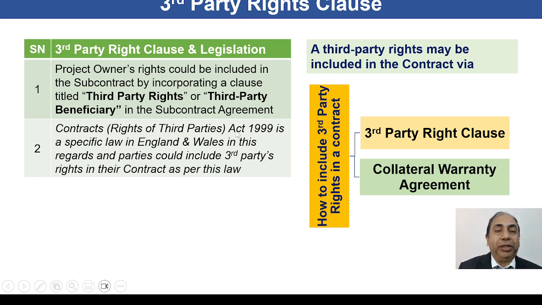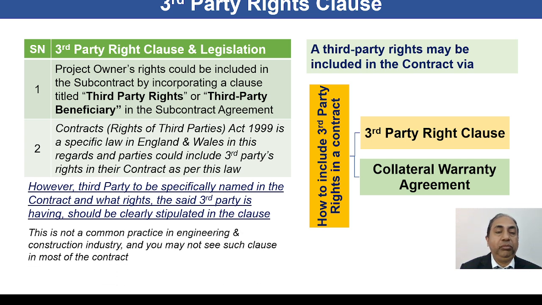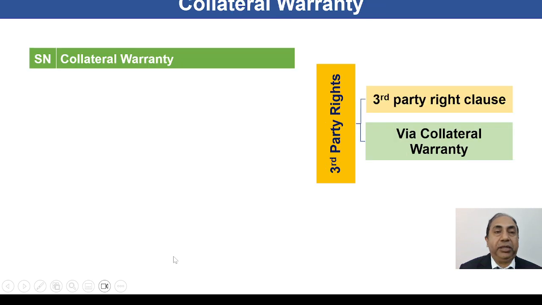Contracts Rights of the Third Party Act 1999 is a specific law in England and Wales in this regard, and parties could include third parties' rights in their contract as per this law. However, the third party should be specifically mentioned in the contract and what rights the third party is having should be clearly stipulated in the clause. This is not a common practice in engineering and construction industry, and you may not see such a clause, that is a third party right clause, in most of the contracts.